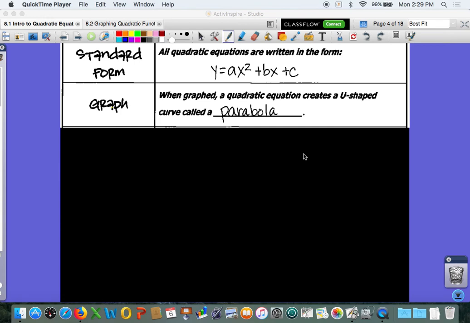Okay, so the standard form of a quadratic equation is written as y equals ax squared plus bx plus c, and then when that is graphed, it creates a U-shaped curve called a parabola.